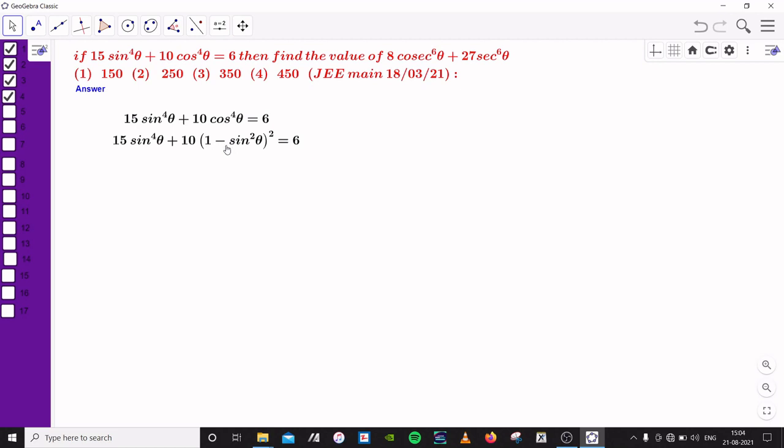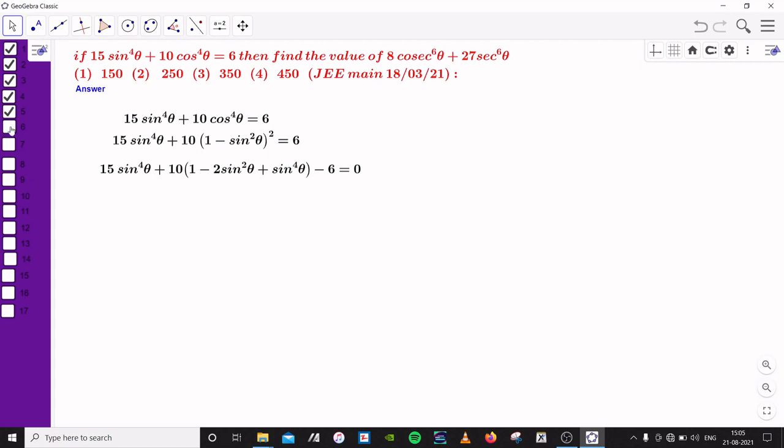Now that's of the form a minus b whole square. Its expansion is a square minus 2ab plus b square. That means 15 sin raised to 4 theta plus 10 into 1 minus 2 sin square theta plus sin raised to 4 theta. 6 is taken to the left side. Now simplifying. 15 sin raised to 4 theta plus 10 sin raised to 4 theta becomes 25 sin raised to 4 theta. 10 into minus 2, minus 20 sin square theta. 10 minus 6, that is 4.